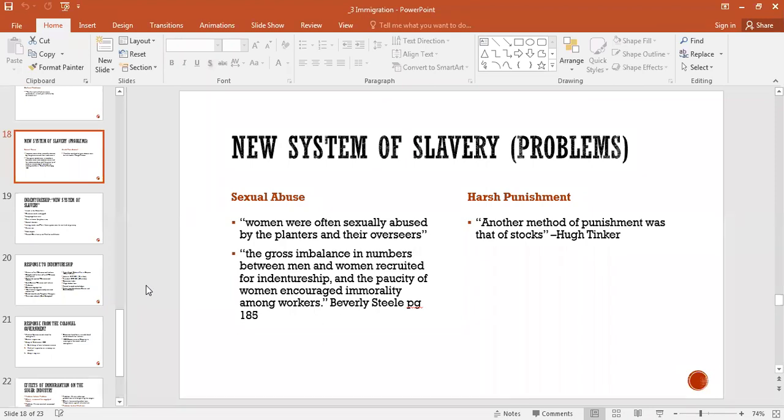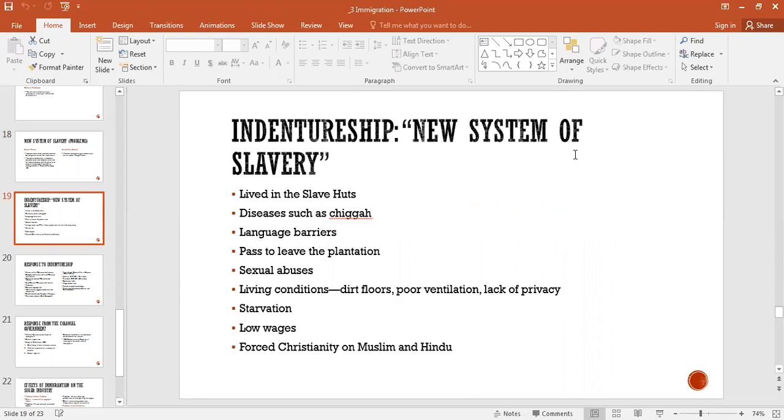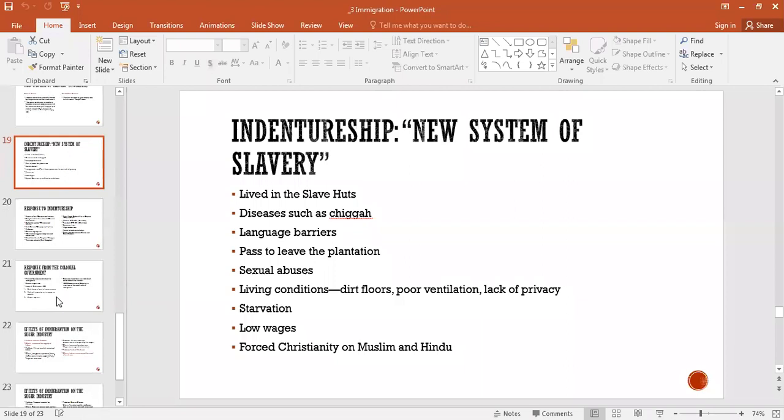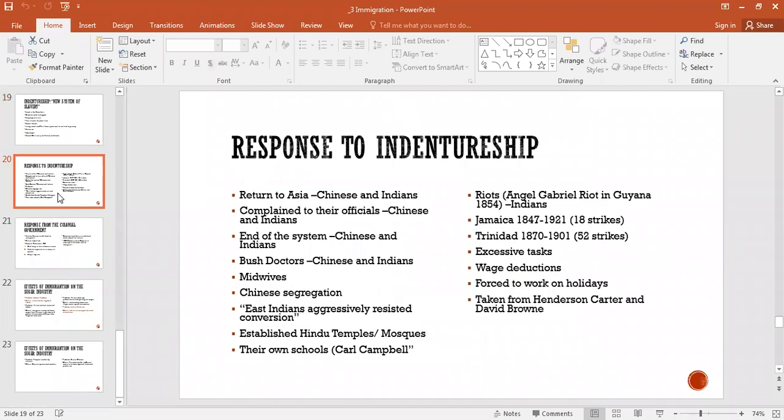All right, good. So we know for sure that from what the historian is saying here, they were abused. And also the type of punishment, the same way they tried to punish blacks during slavery, they are going to implement some of those same punishments on the Indians and the Chinese. And that's the reason why historians consider indentureship a new system of slavery.